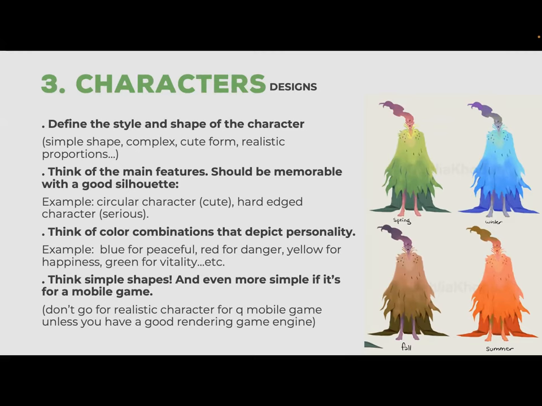So let's say Mickey Mouse, okay? Mickey Mouse has the known three circles, one in his head and the other two are his ears. So if you see them in a silhouette, you directly know it's Mickey Mouse. So having main features is super important, so you could define your silhouette, because the more people memorize your character in their heads, the more successful a character is.